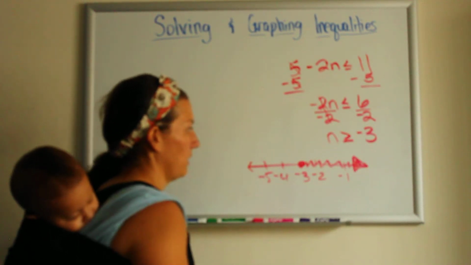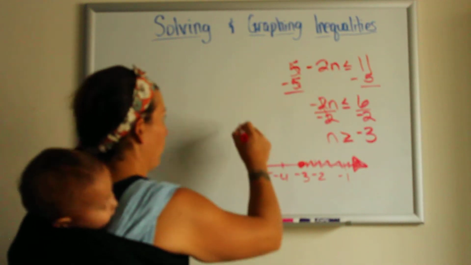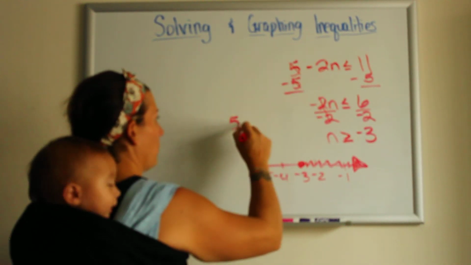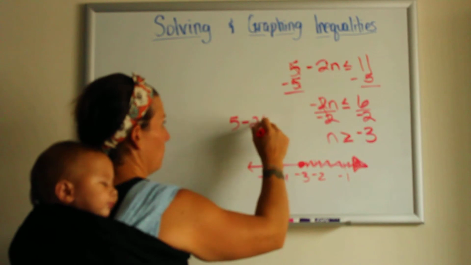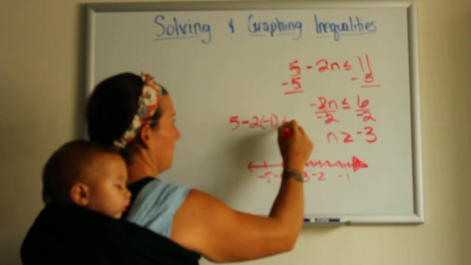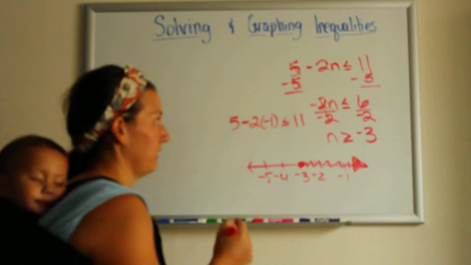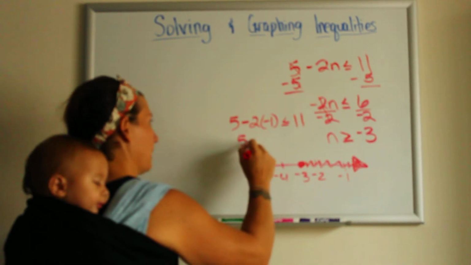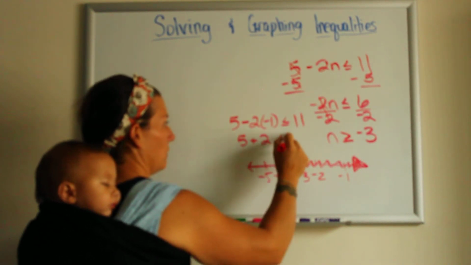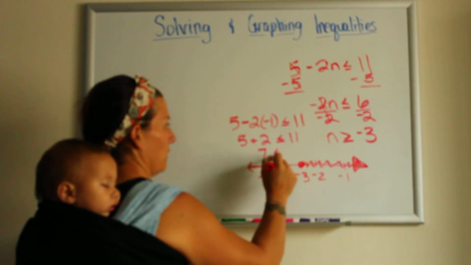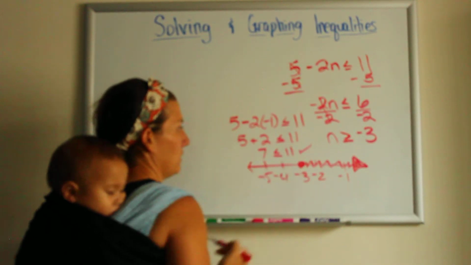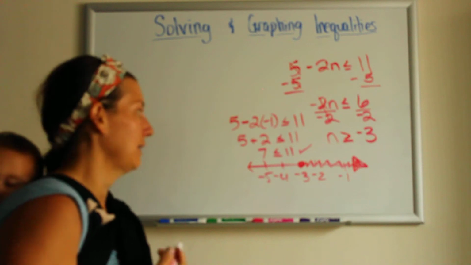And then of course I want to test, so maybe I'll plug in -1. So in my original inequality, 5 minus 2 times -1 is less than or equal to 11. So the first thing I want to do is multiply -2 times -1. That's going to give me +2. And 5 plus 2 is 7. And it is true that 7 is less than or equal to 11.